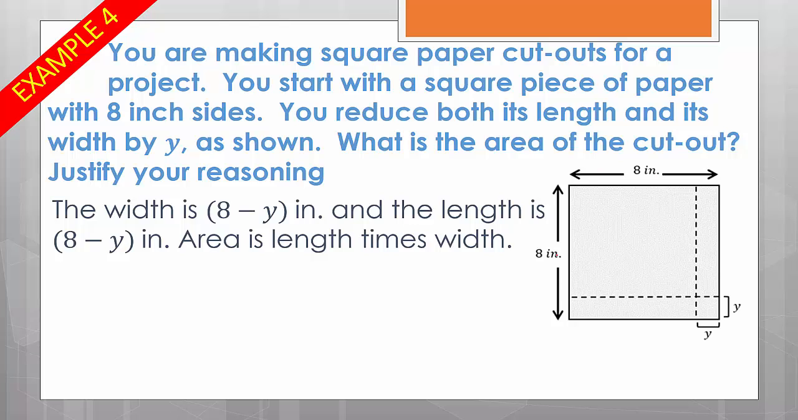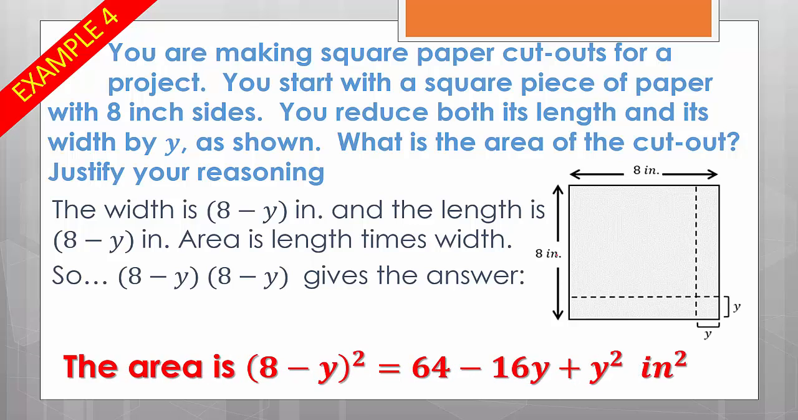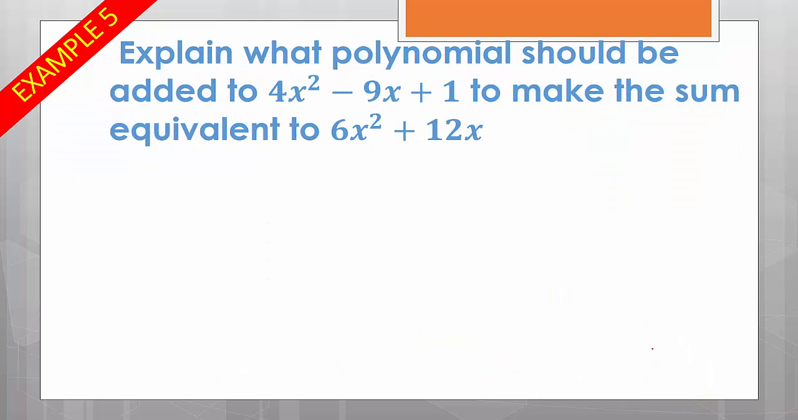Area is length times width. So we would do 8 minus y times 8 minus y, which, if we apply what we did earlier, would give us (8 minus y) squared, which is 64 minus 16y plus y squared inches squared. If you wanted to change it around so that it was y squared minus 16y plus 64, you could do that too. It's not going to make it any different. But do make sure that you have square inches after it. Because it's area, it's square inches. It's not just inches.